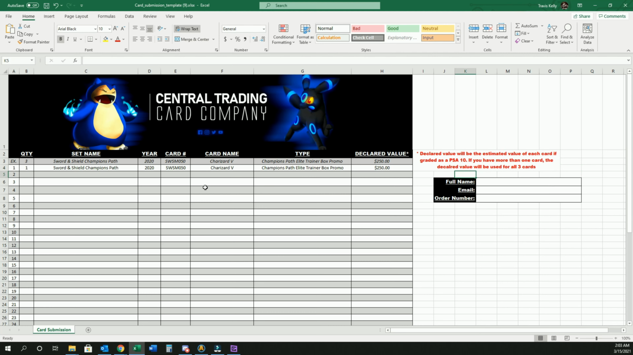You fill in all the cards you have there, and after that, just fill in your first and last name here, your email address, and if you already placed an order, put your order number here. That allows us to know which service you're using, and it helps us out with what kind of cards you have coming to us as well. So this form is going to be used for all 3 services. It doesn't matter if you use PSA, Beckett, or CGC. This is going to be filled out exactly the same each way.